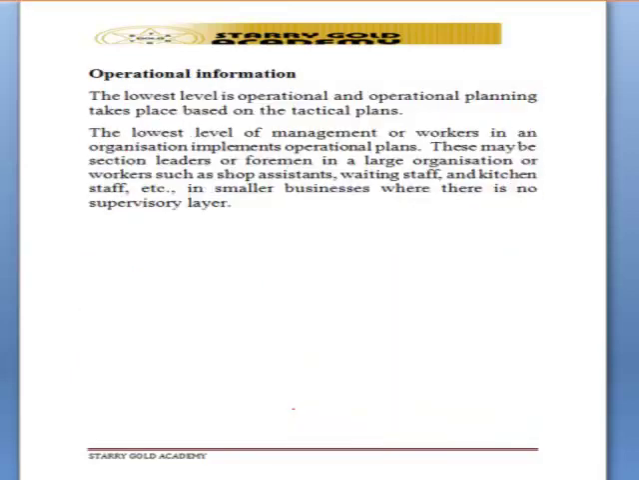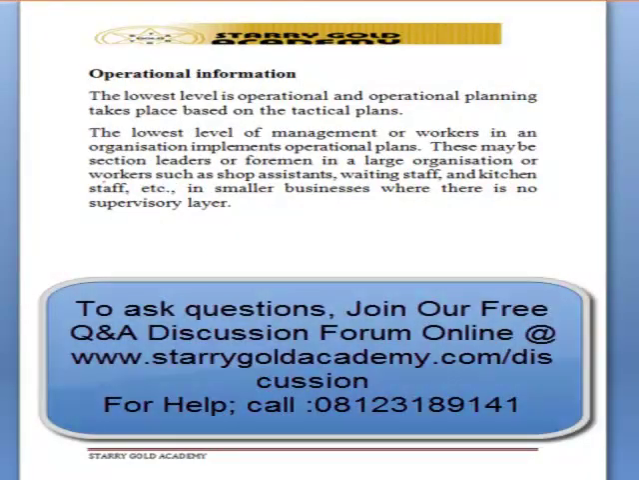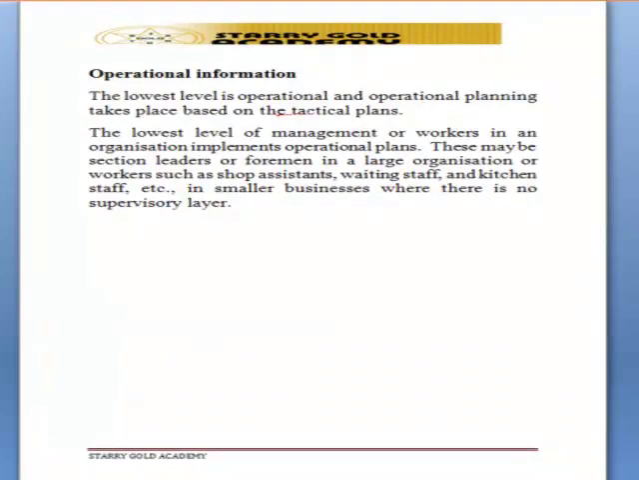Then the next thing is operational information. The lowest level is operational. And the operational planning takes place based on the tactical plans. The lowest level of management or workers in an organization implement operational plans. These may be section leaders or foremen in a large organization.